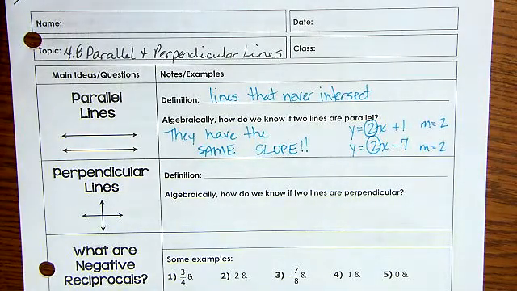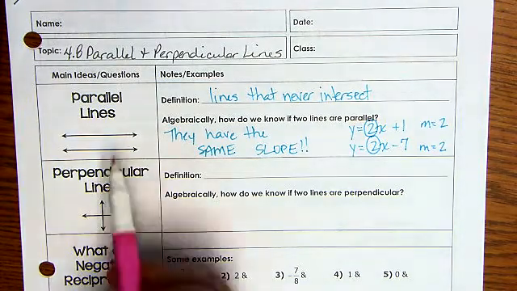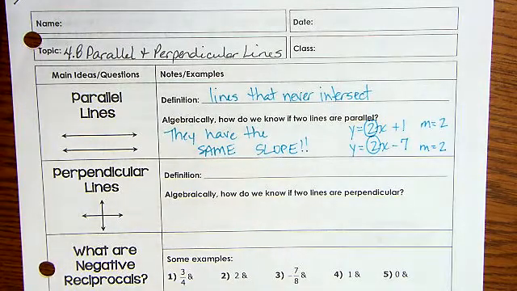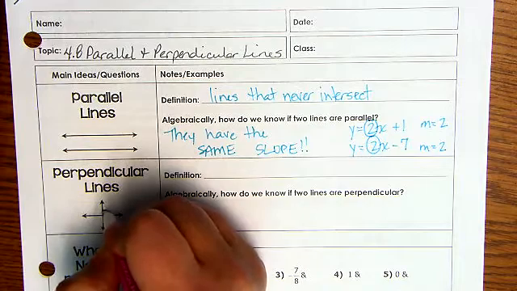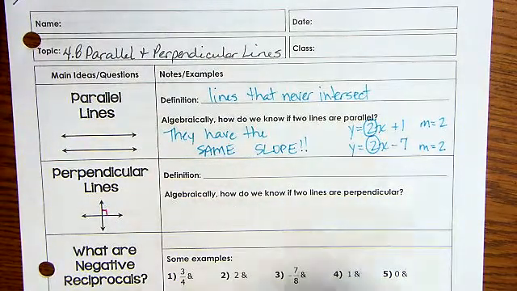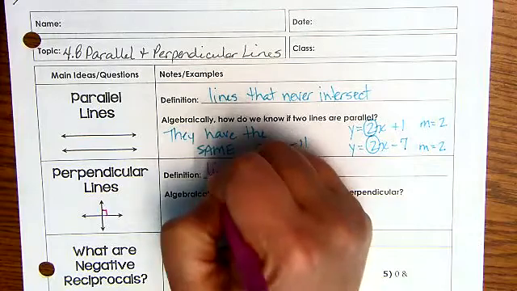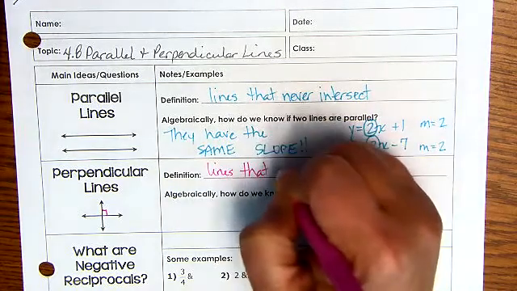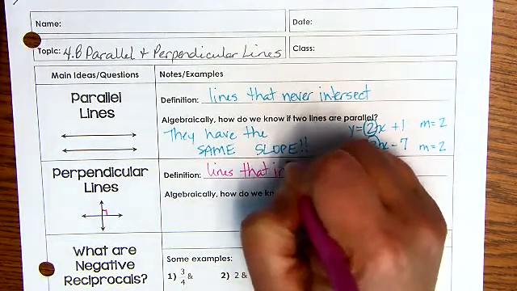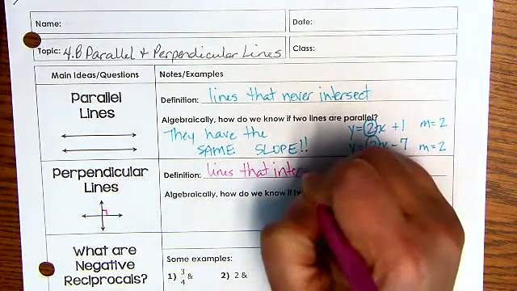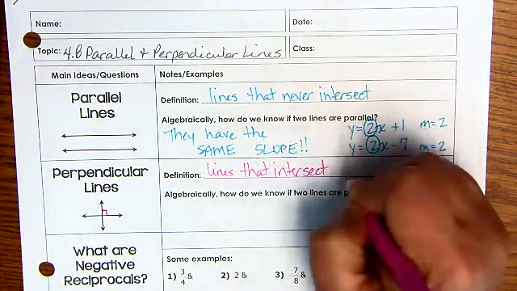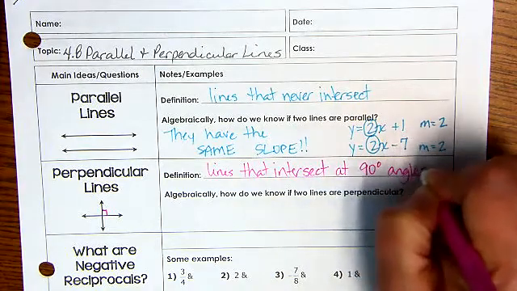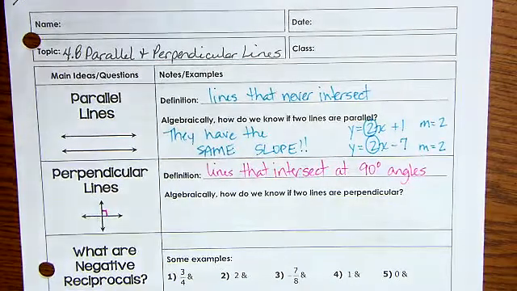Okay, so next, let's talk about perpendicular lines. You'll notice parallel lines, they're equidistant apart. Perpendicular lines are intersecting and they make this right angle. Okay, so the definition: lines that intersect at 90-degree angles. Lines that intersect at 90-degree angles.